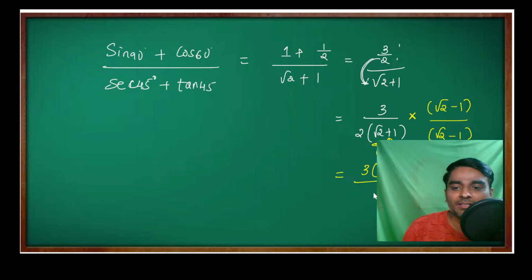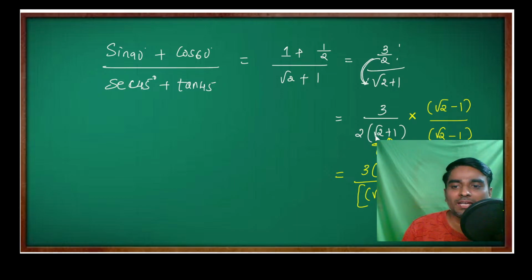A square means here root 2 square, minus B square means here 1 square. A means root 2, B means 1. A square means root 2 square, minus B square means 1 square. That's what I have written.